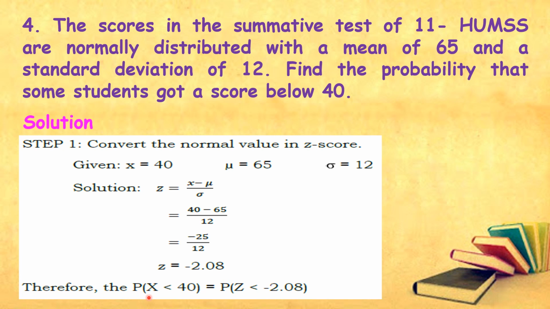Therefore, the probability that x is less than 40. Bakit less than 40? Kasi sabi dito ay below 40. The probability that x is below 40 is equal to the probability that z is below negative 2.08. So, same lang sila. Convert lang natin yung x value, yung normal value sa z score.